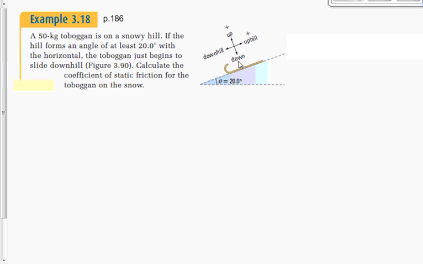Let's draw the force of gravity down. Let's draw the normal force at 90 degrees. Let's draw F parallel.